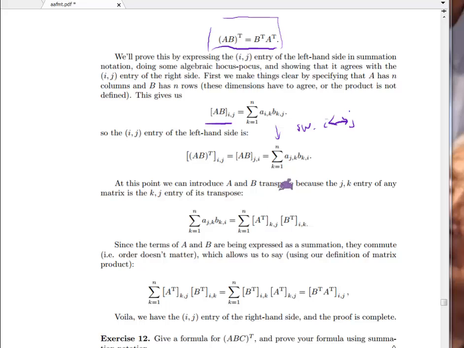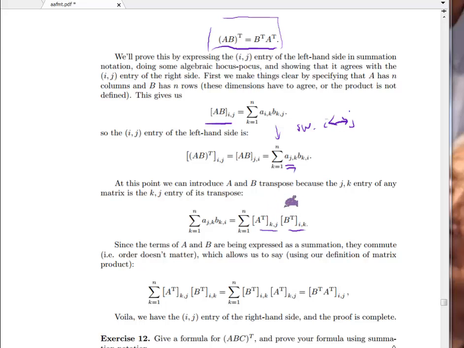Now, what about a_jk? a_jk is the kj entry of A transpose. What about b_ki? b_ki is the ik entry of B transpose. Now, we'd like to think of this as a matrix product, but it doesn't match up. However, if we reverse the order, so here's where the reverse order comes in.